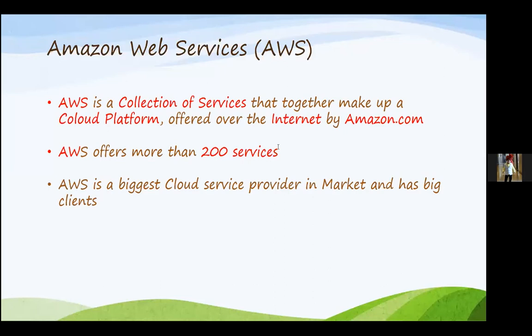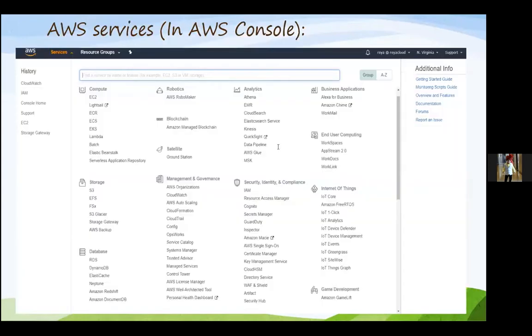So AWS is a collection of services that come together to make a cloud platform offered over the internet by Amazon.com. Without internet, I told you it will not move. Correct? How many services does Amazon offer? More than 200 services. AWS is the biggest cloud service provider in the market. So finally, we come to the console of Amazon. Okay.